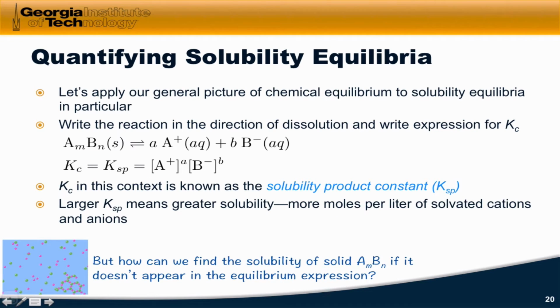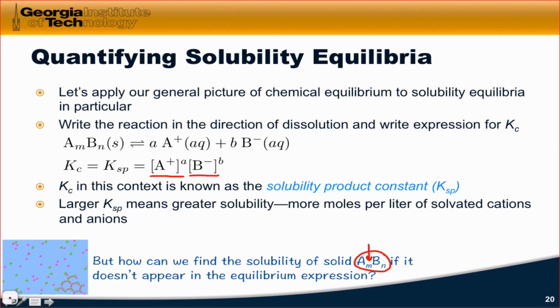This kind of begs the question, though. We know how to, for example, calculate equilibrium concentrations of A plus and B minus given initial conditions in a KSP, but how can we find the solubility of the solid, say AmBn, in the general case where there's more than one cation and one anion in the salt, if it doesn't appear in the equilibrium expression? If we were to do an ICE table, for example, and solve for equilibrium concentrations, the solid would disappear from solving that problem since it's a pure solid and doesn't appear in the equilibrium expression. How can we find the solubility of the solid if it doesn't appear in the equilibrium expression?